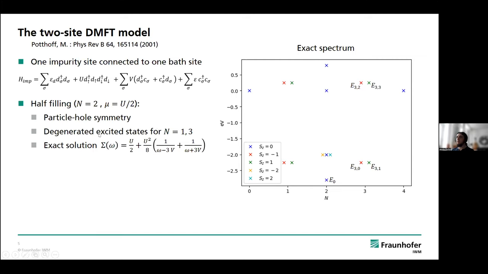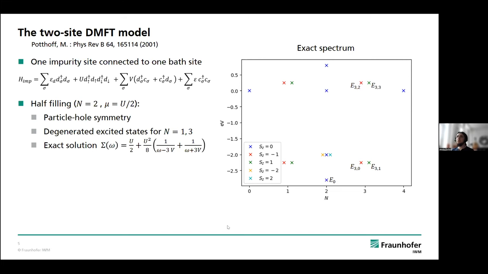For half filling, we also have particle hole symmetry and degenerate excited states for n equals 1 and n equals 2. Here, I also labeled the ground state as well as all states with three particles, as I will refer to them later on.